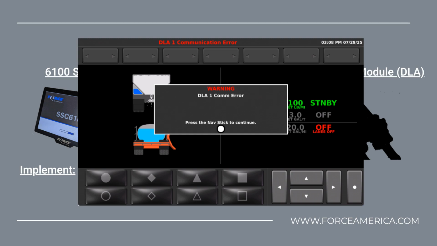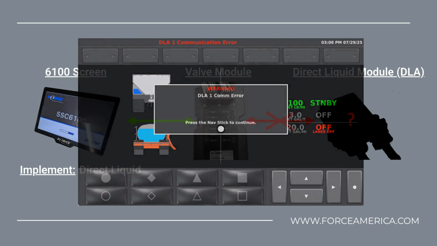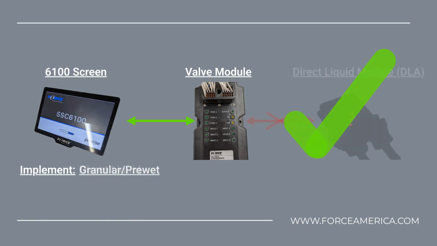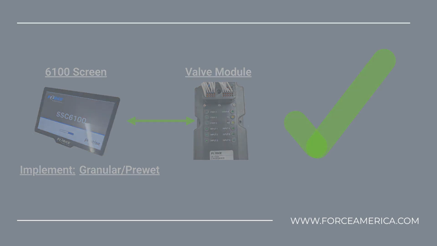When an error like this is present, the 6100 will not allow you to operate any spreader functions, as it cannot guarantee safe operating conditions. By changing the implement to one that does not utilize direct liquid, the 6100 will no longer be required to communicate with the direct liquid module and will only attempt to communicate with the connected valve module, resolving the error.